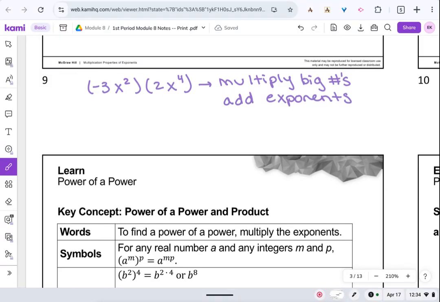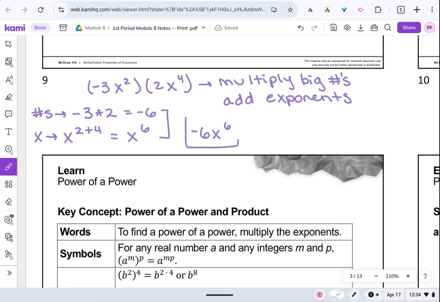So in this case, the numbers that we have out in front are a -3 and a 2. So we're going to multiply those together to get -6. The base that they share is an x, so we're going to add the exponents there to get x to the 6th. And then we put these together for our final answer, -6 x to the 6th. So that was what we talked about yesterday.